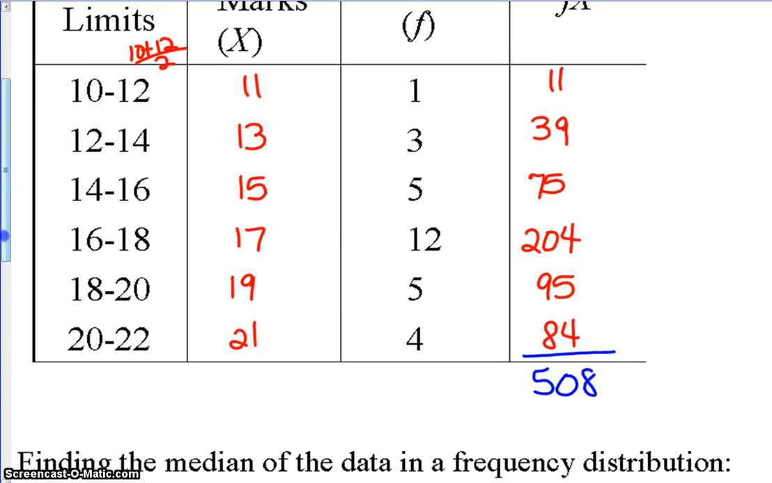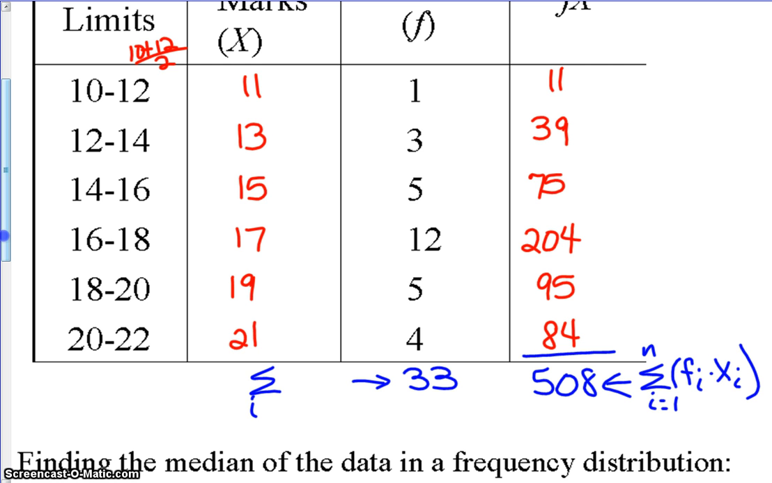The next thing I need to do is add up the total number of my frequencies, which is 33. That means we had 33 numbers, and all 33 numbers added up to a grand total of 508. This is still your typical mean formula. This part represents the sum from i equals 1 to n of the f sub i's times the x sub i's, or the sum of all my data. This number in our formula is the summation from i equals 1 to n of all the f sub i's, the total number of pieces of data.